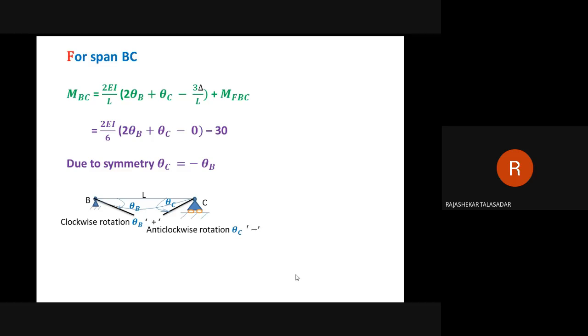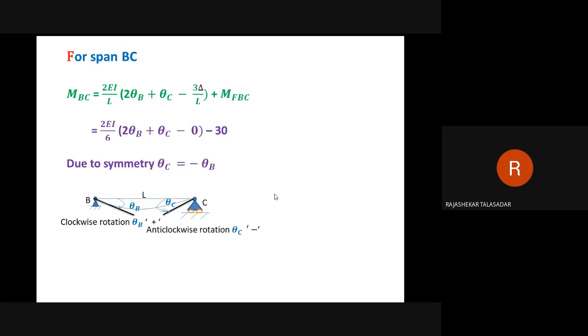Theta C and theta B will be same because of symmetry, but only there is a change in sign. Theta B is clockwise, whereas theta C is anti-clockwise. So theta C is minus of theta B. Is this clear? Yes, sir. This property of symmetry you have to make use of so that you can solve only 50% of the problem. For the other 50% you can directly predict the values. I will just tell you how to do that.